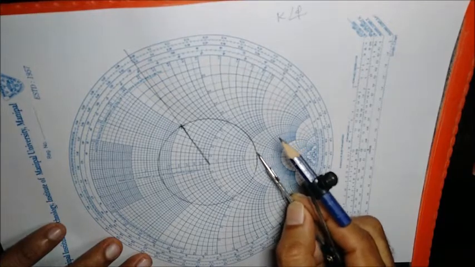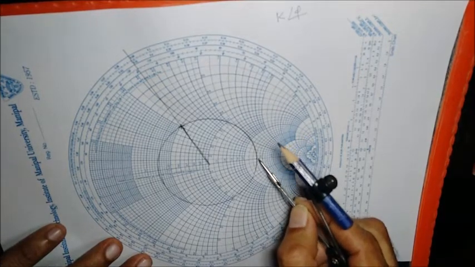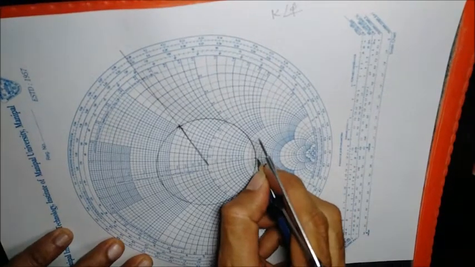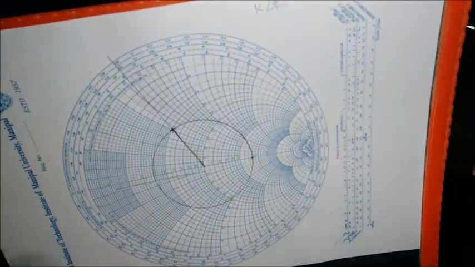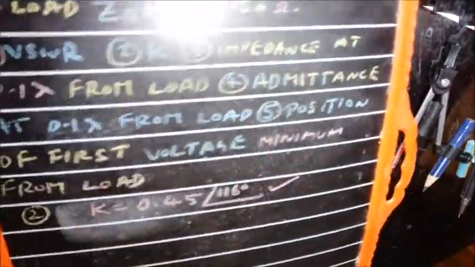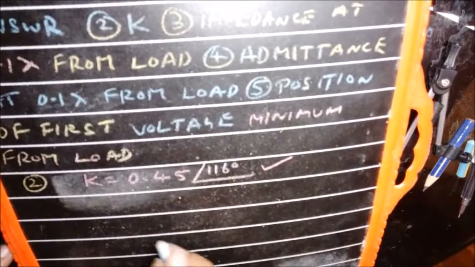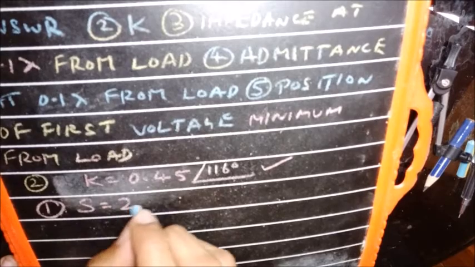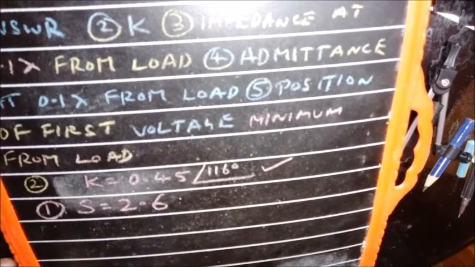So the RA corresponding to this circle is 2.6, which means that the VSWR or the SWR is 2.6. So we have answered the second part also. Sorry, the first part. We are not answering it in sequence. So the answer to the first part is S is equal to, I think 2.6 is what we read. So 2.6 is the standing wave ratio.